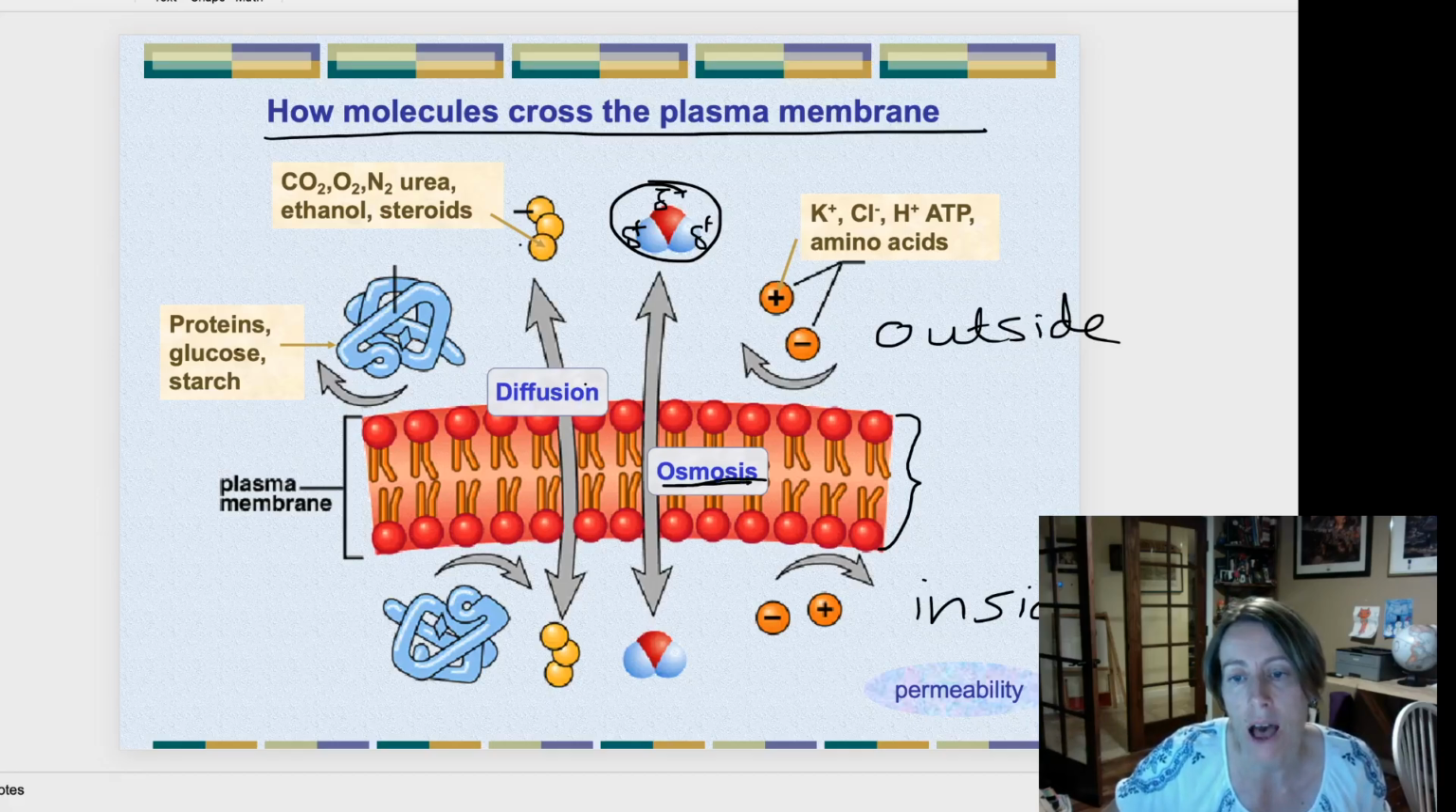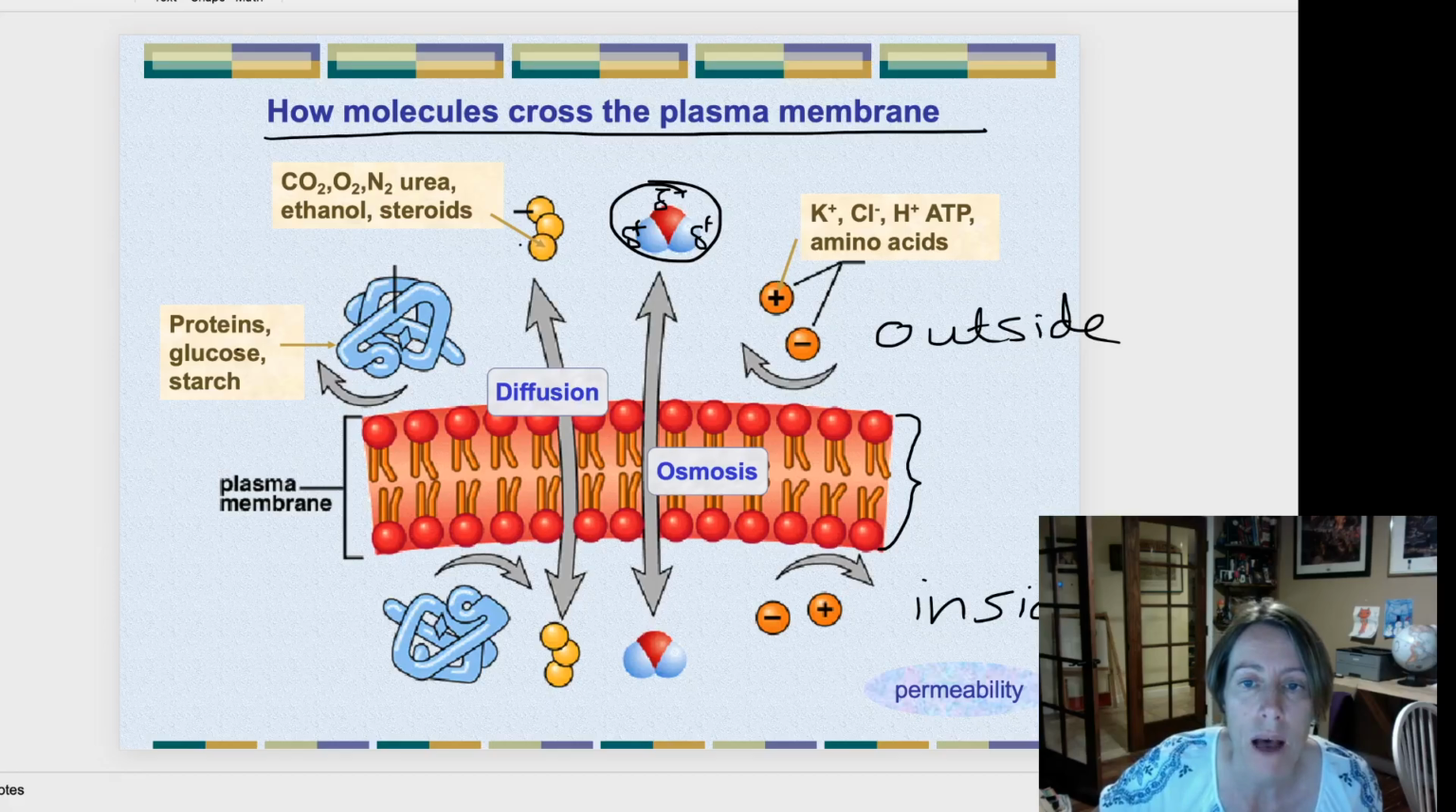And what decides whether the water molecule turns around and goes back the way it came, or whether it continues on through, is the solute concentration. And you'll get into that in the lab. So I'm going to leave that to one side. But that is the deal with water.